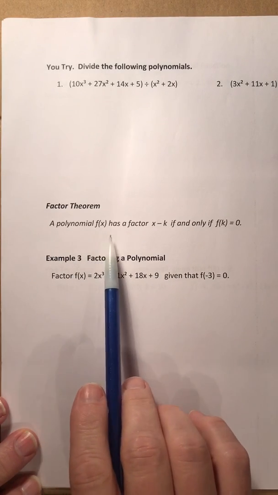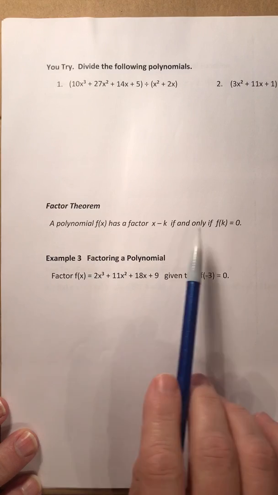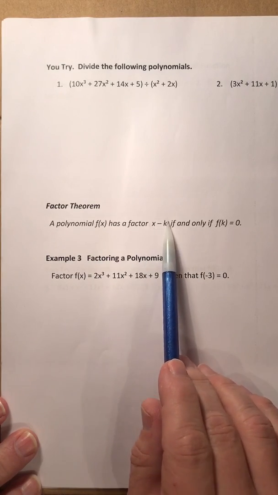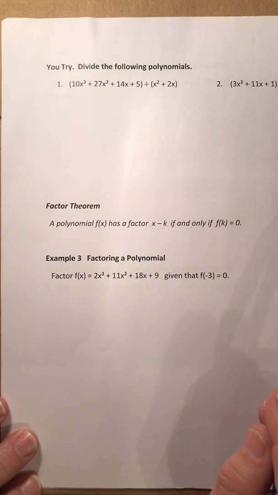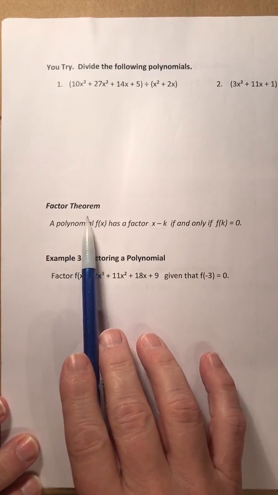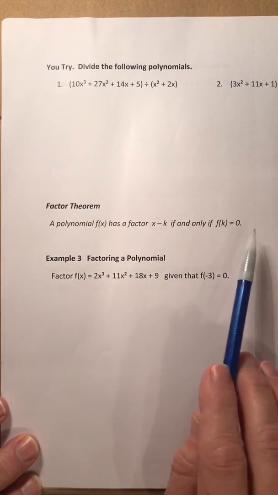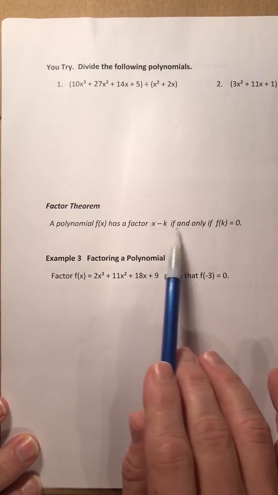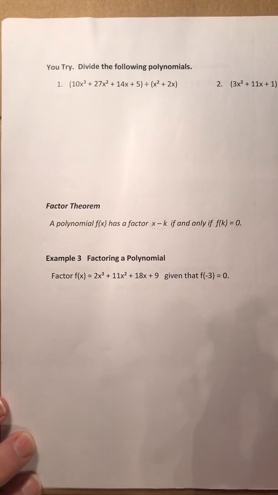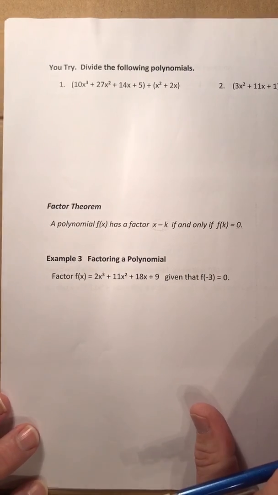The factor theorem says that basically if you get a remainder of 0, that means this would be a factor of the polynomial. So that's what they're looking at for this. Again, if you divide by this and the remainder is 0, then that was one of the factors. We're going to see how to use that.